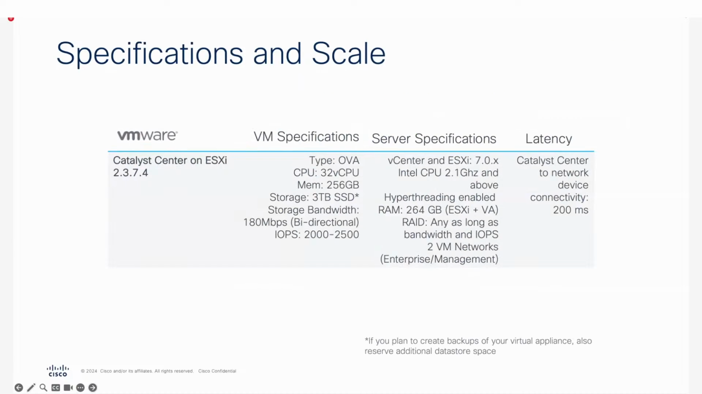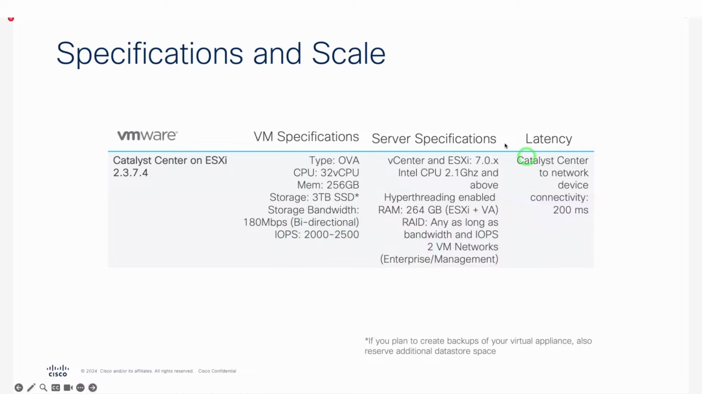For ESXi itself, these are the specifications that will be required. As you can see, you will need to download an OVA file. You will need at least 32 virtual CPUs assigned to this virtual machine, 256 gigabytes of RAM, and at least 3 terabytes of solid state disk storage. If you are planning to create a backup for your virtual machine, you will need to reserve additional data storage space. And the storage bandwidth, as you can see, is 180 megabytes per second, with IOPS between 2K and 2500.